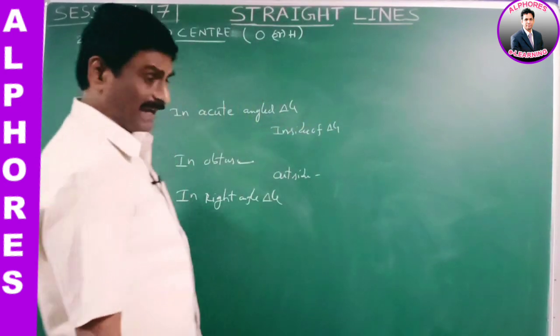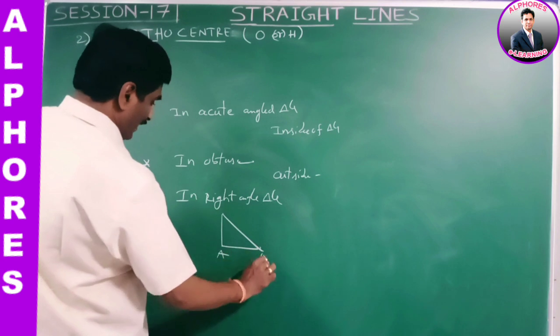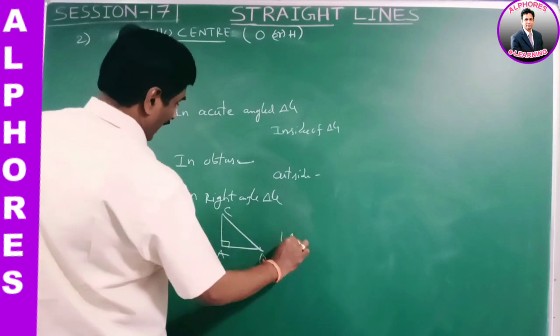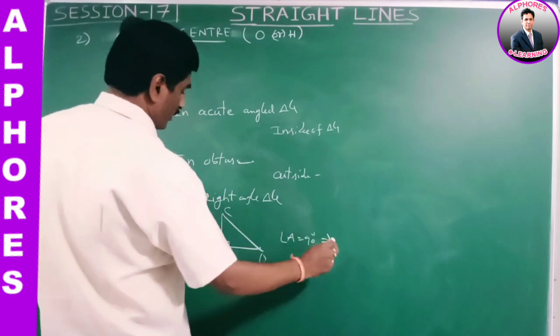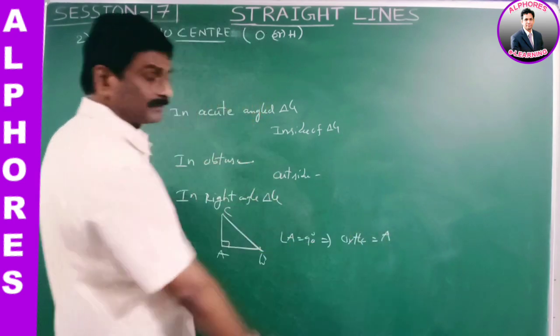Orthocenter of a right-angled triangle is the right-angled vertex. Suppose the triangle is ABC and angle A is equal to 90 degrees. What is the orthocenter? The orthocenter is equal to vertex A.